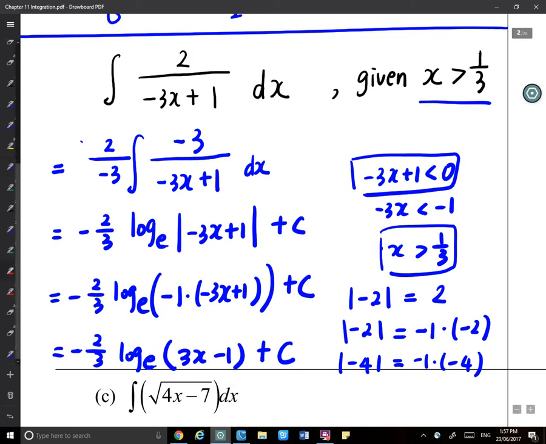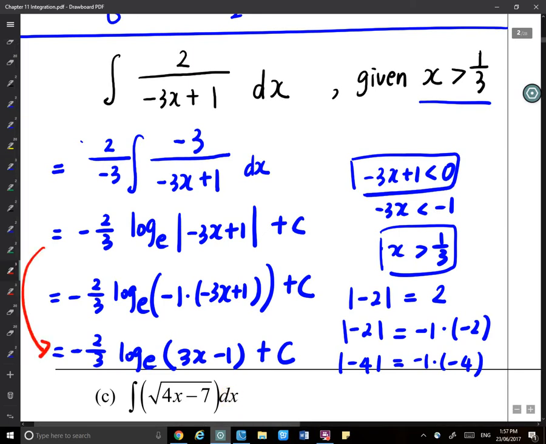Very important. This part is very important: how to change from this to this. Okay, very important.